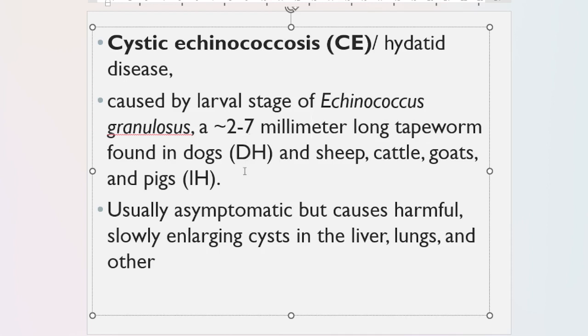dogs, sheep, cattle, goats, and pigs. Pero ang kanyang definitive host usually si dog. Dogs ang kanyang definitive host. Ang kanyang intermediate host are sheep, cattle, goats, and pigs. So yun nga, usually asymptomatic pero harmful. And again, this is extraintestinal. So sa humans, extraintestinal siya. So humans and the intermediate host. But of course, pag yung definitive host, which is sa dog, that is intestinal.